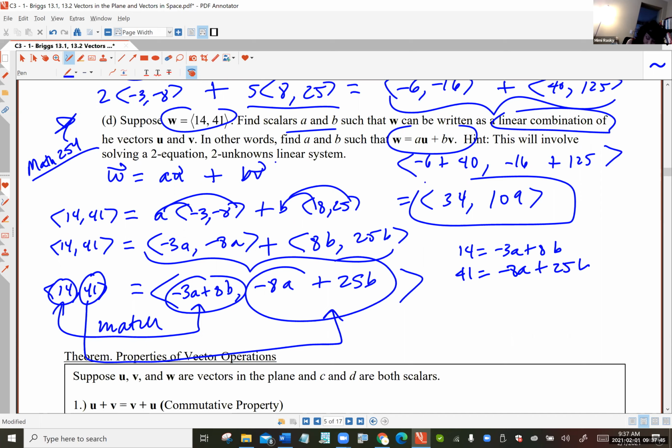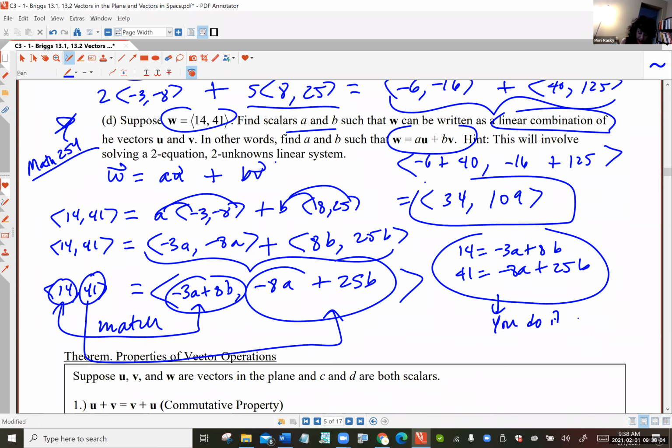And folks, this is a two equation, two unknown linear system that you probably learned how to solve in a beginning algebra class. And I'm not going to solve it here because I think you know how to use either the substitution or the elimination method, and I'm kind of short on time. I'll just say you do it.